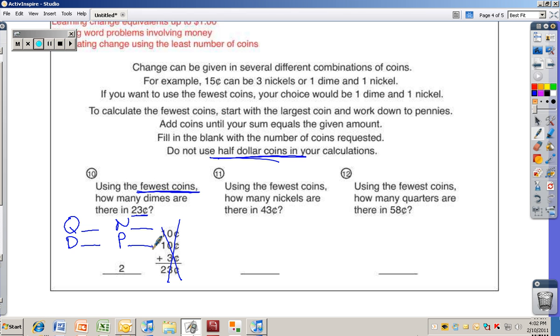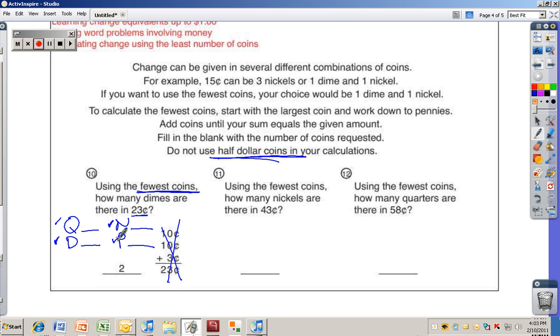And then what I want you to do is fill in how many quarters, how many dimes, how many nickels, and how many pennies. And you go in that order because quarters are worth the most, dimes are worth the second most, then nickels, and then pennies. Don't just fill in any old coins. It's got to be the fewest coins. So the way to use the fewest coins is always start with the coin that's worth the most and get as many of those in as you possibly can.